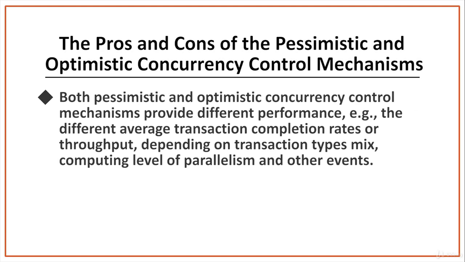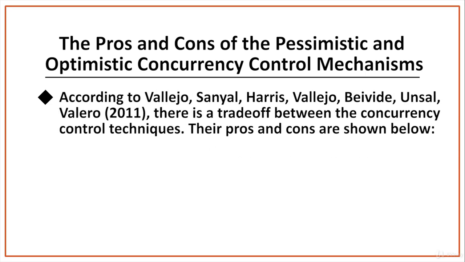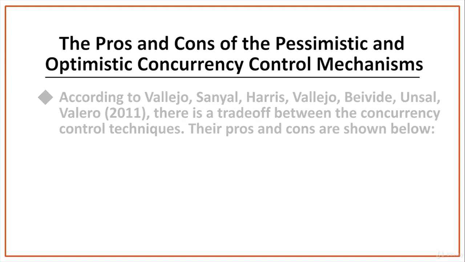Both pessimistic and optimistic concurrency control mechanisms provide different performance. For example, the different average transaction completion rates, or throughput, depending on transaction types mix, computing level of parallelism, and other events. According to Vallejo, Sanyal, Harris, Vallejo, Beivide, Unsal, Valero, 2011, there is a trade-off between the concurrency control techniques. Their pros and cons are shown as follows.